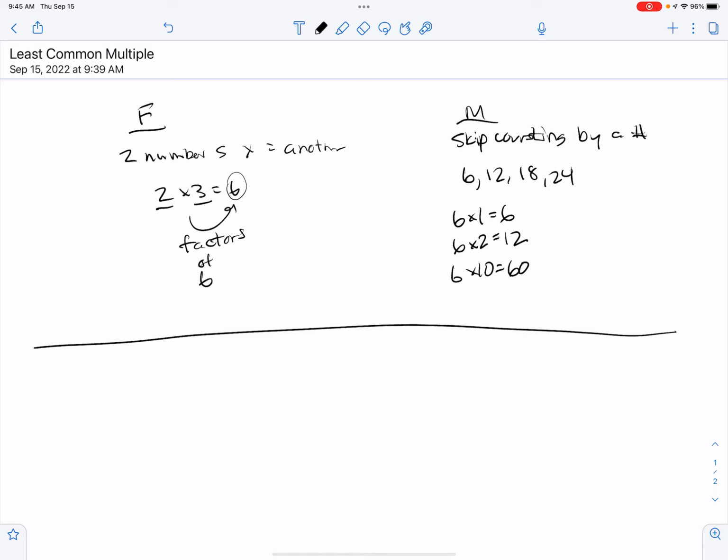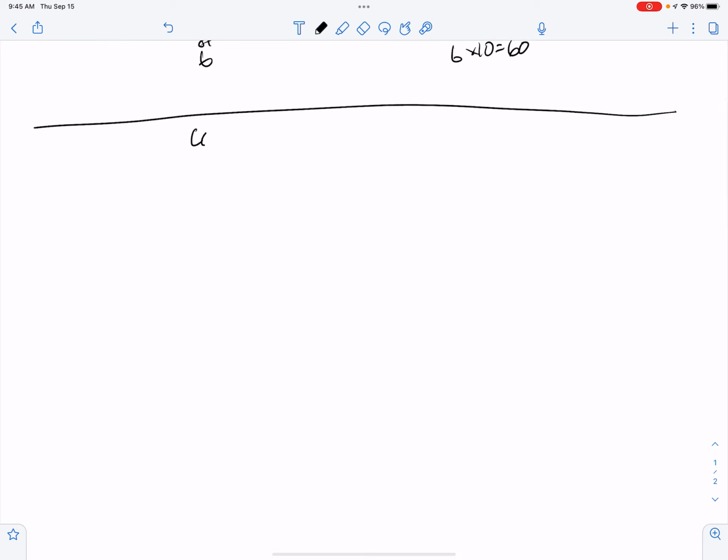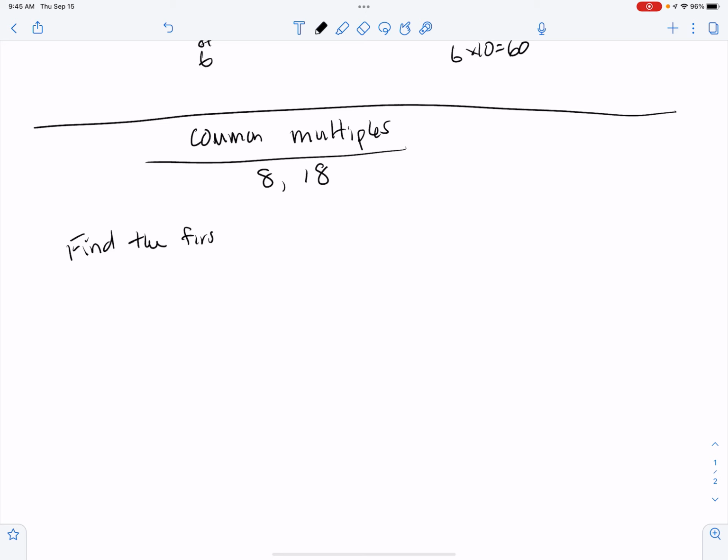So today we're going to be looking at the common multiples of two numbers. For this video, we will be using the numbers 8 and 18. So our number set is 8 and 18. One of the first things you might want to do is just list out the multiples of the numbers and find the first few common multiples of these numbers.